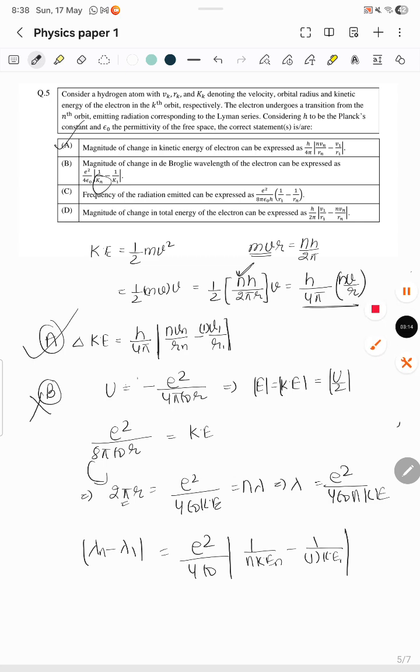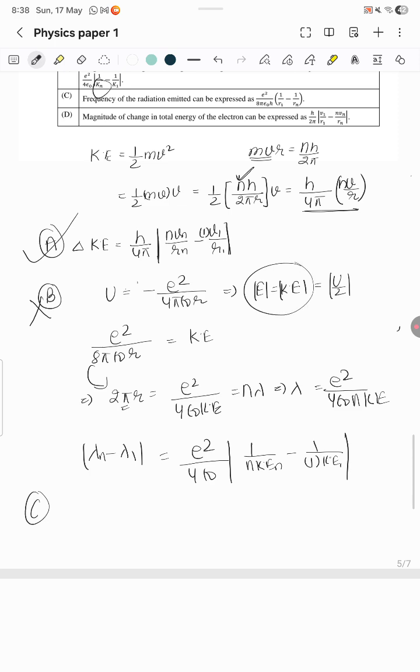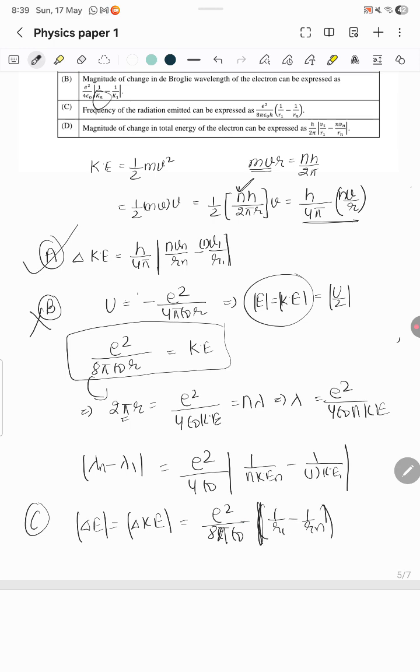Okay, let's similarly move to the next option, which is C. In option C, they want the radiation emitted, and again E square upon 8 pi epsilon naught. We have already talked about that the total energy magnitude is equal to the kinetic energy magnitude. And the mod of kinetic energy we are getting from here, right? So we can say the total change in energy is equal to the change in kinetic energy, and that will be equal to the mod, actually I have to put it here and here also. So E square upon 8 pi epsilon naught will come common, and I will get 1 by r1 minus 1 by rn, with mod again here, and this is equal to h nu, right? So I have to send h here. So from that, option C will match.